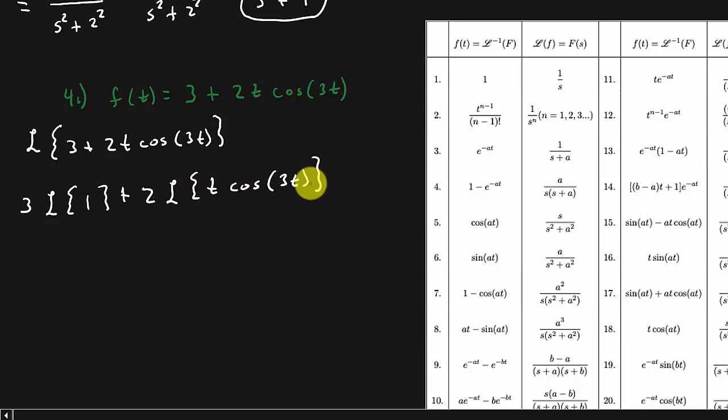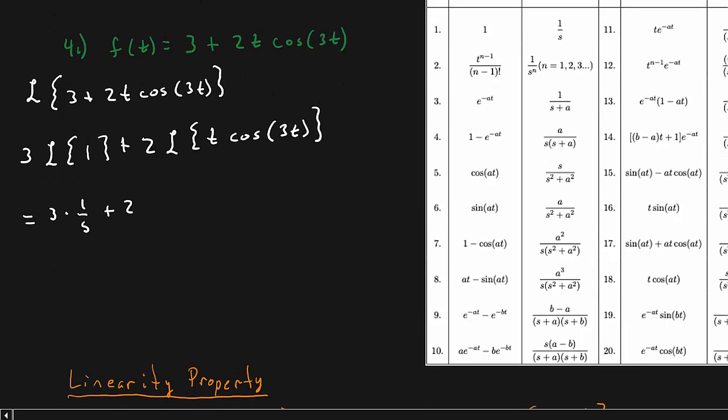Okay. All right, so this is just equal to what? That's going to be 3 times 1 over s. Laplace transform of 1 is 1 over s. Okay. Now, let's see if we can find, that's going to be plus 2, and that's t cosine 3t. Oh, look at there. Look at this.